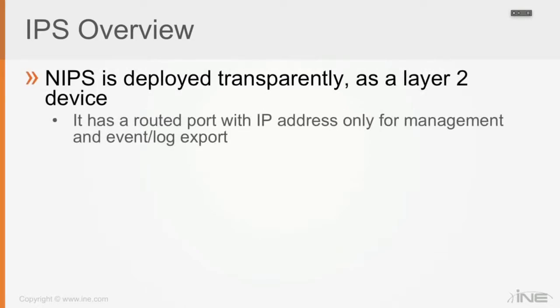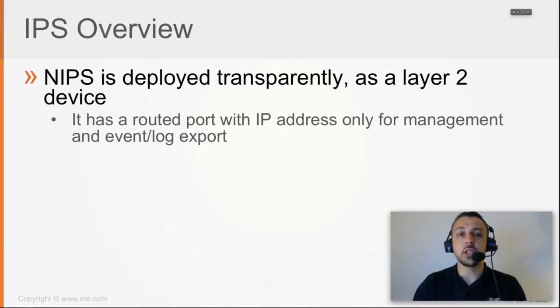So NIPS is going to be deployed transparently as a layer 2 device. One of the main reasons is that we don't want to inject it as a layer 3 device, because it's not a system which is used to route packets back and forth. It's just a security system we put in the network. So that's one reason we want to put it in transparent, so there's no need for that device to route packets.